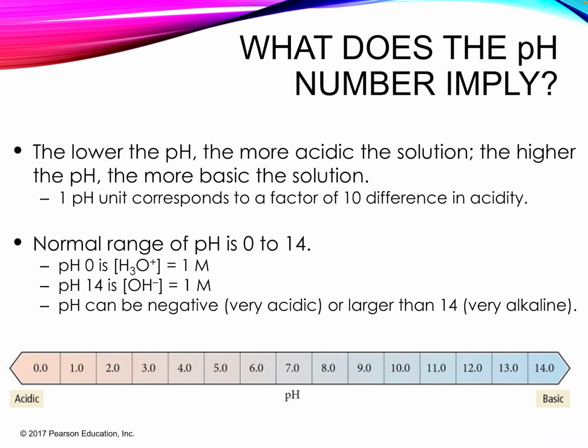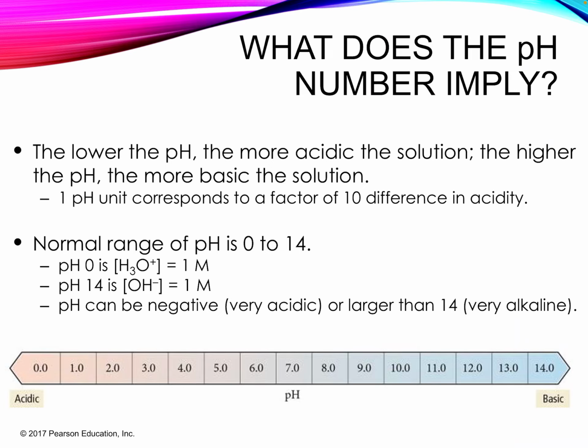So the pH number is just telling you how acidic or basic something is. If we have a really low pH, that means it's very, very acidic. And the higher the pH is, the more basic it is. Okay, and every pH unit corresponds to a factor of 10 in acidity, right? That's where we're getting that log-based scale.